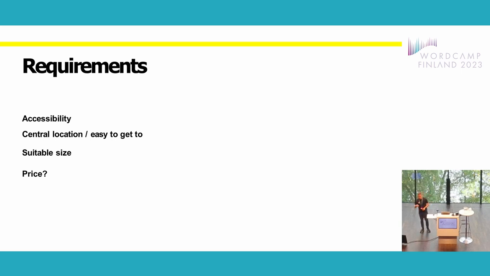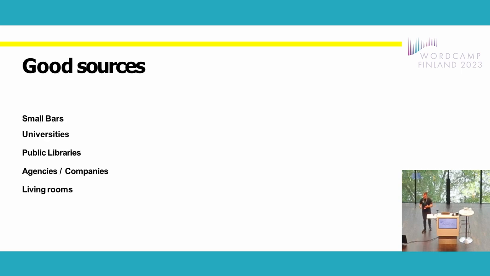The price also is an issue. I know the WordPress Foundation pays for venue expenses, but I don't think they do that indefinitely. So finding a free or cheap venue is usually a good idea. Or finding a company sponsoring that, which is also a nice thing. Good sources are usually bars, universities, public libraries, companies, living rooms. Do you know that the very first meetup ever held was in Matt Mullenweg's personal living room? If you're comfortable with that, do it.